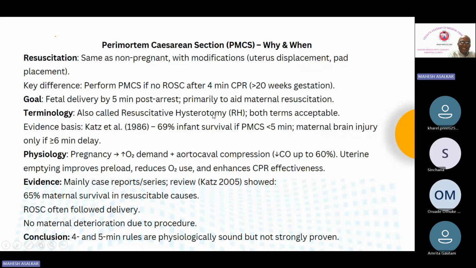Terminology: it is also called resuscitative hysterotomy. Both are acceptable. Now, what is the physiology during pregnancy? The oxygen demand is increased. There is aortocaval compression that reduces the cardiac output by 60%, and uterine emptying improves this. Once you do the hysterotomy or take out the baby, the uterine emptying will improve the preload. It reduces the oxygen use and enhances the CPR effectiveness, because you can give better CPR also. Okay, the evidence is mainly from case reports. Okay, 65% maternal survival in resuscitable cases. The conclusion is that the 4 and 5 minute rules are physiologically sound but not strongly proven.